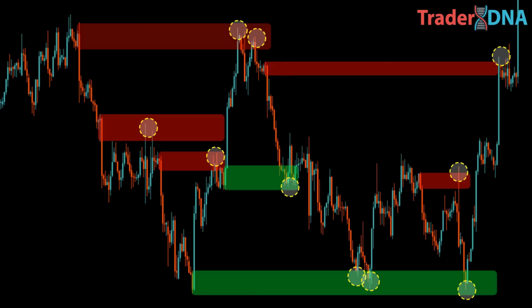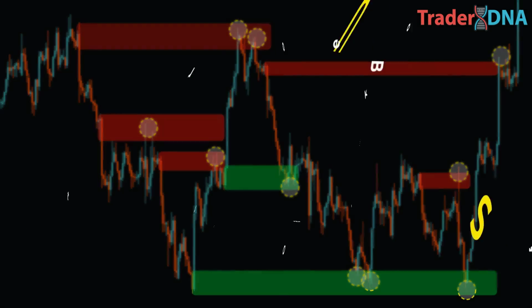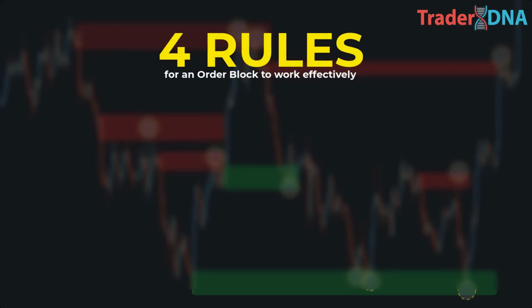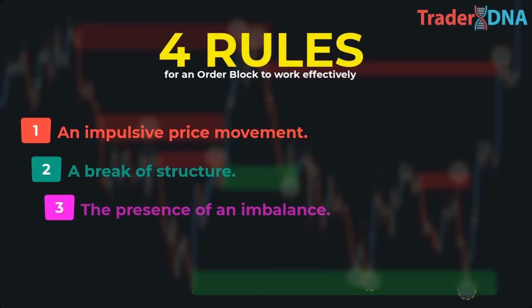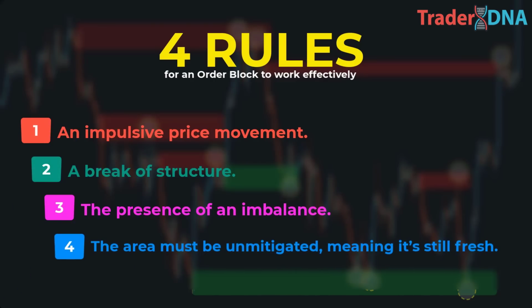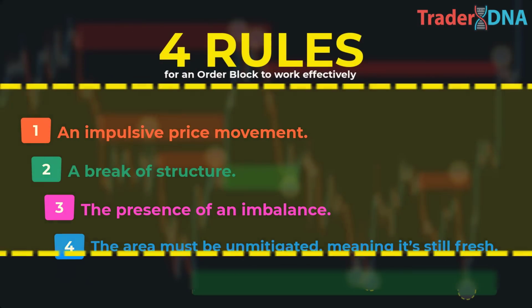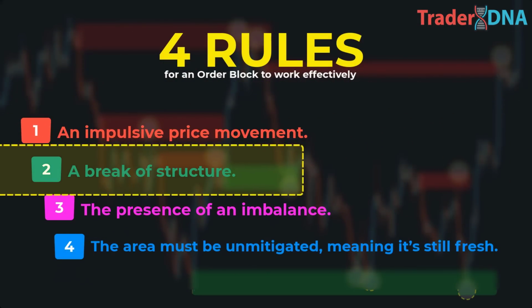At this point, you should have a good understanding of the basic concept of order blocks. However, there are a few more key points to keep in mind. There are 4 rules that need to be met for an order block to work effectively and have a high probability of success. These criteria are: 1. An impulsive price movement, 2. A break of structure, 3. The presence of an imbalance, and 4. The area must be unmitigated, meaning it's still fresh. So far, we've covered the first rule about impulsive price movement. Now, let's move on to the next rule, the break of structure.